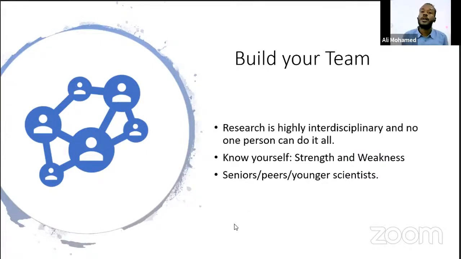Okay, so yes, as I have said, you need a team to perfectionize your work. Get help from anyone you trust, anyone you can. You may ask anyone, if you want some seniors, if you need a colleague or peer to help you, or a younger scientist.